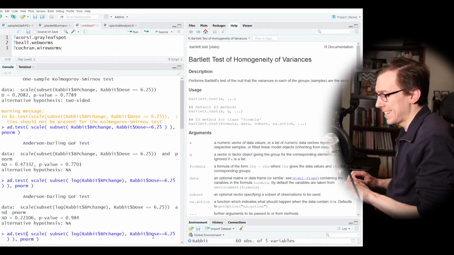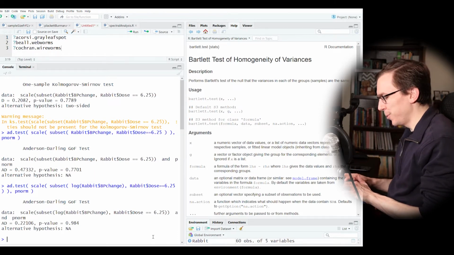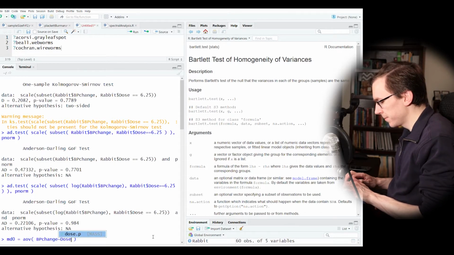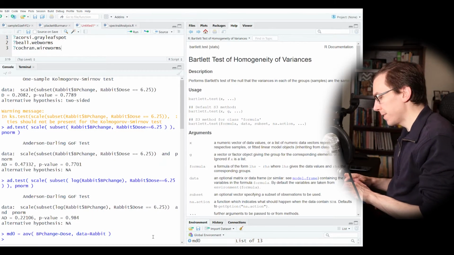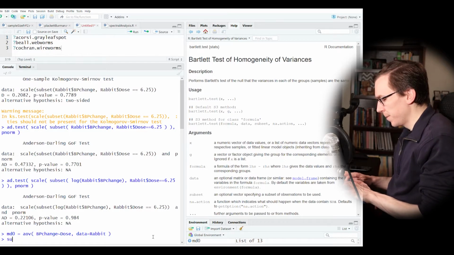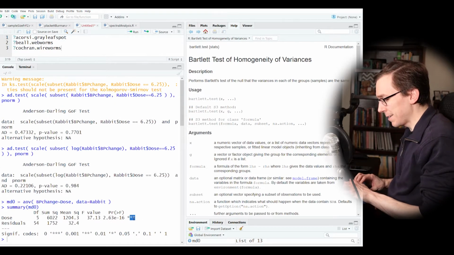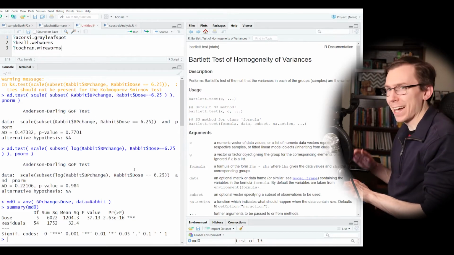Well, what I want to do is go back and fit a simple one-way ANOVA model to this data. I'm just going to call this model 0. We're going to say that BP change, lowercase c, is a function of the dose, and the data set is the rabbit data set. Again, we don't have homogeneous variance here. We can still look at the results of fitting this model, and yes, we see a significant difference, which we kind of saw anyway when we looked at the box plot, but it's always good to have a p-value associated with that.